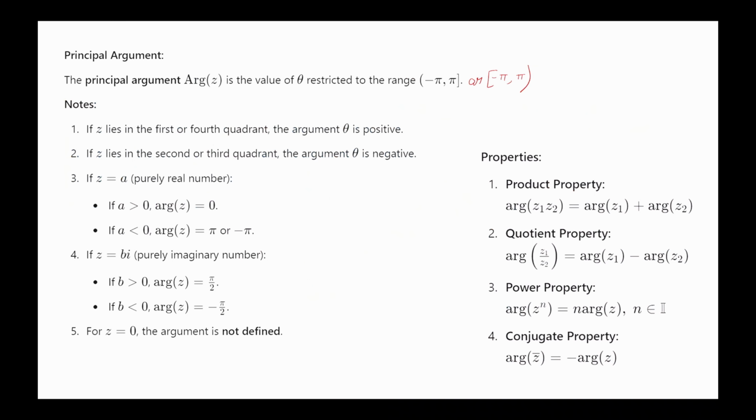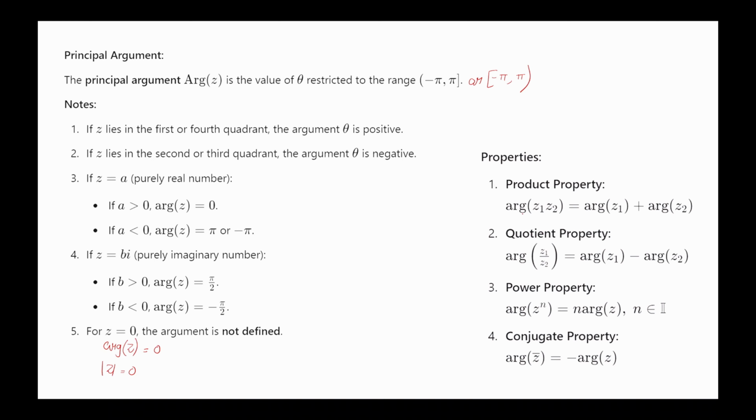That means there is not going to be any argument for it. Of course, if z is 0, that means my modulus would also be 0. So if z is 0, my argument of z would not exist, and my modulus of z would be 0.